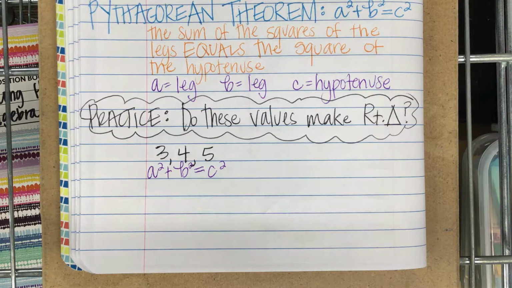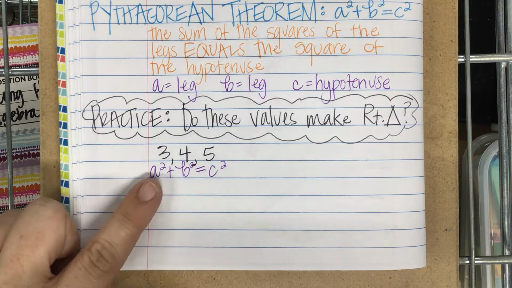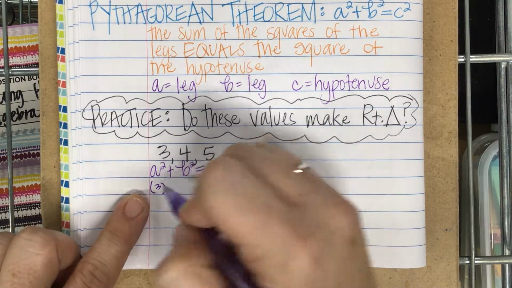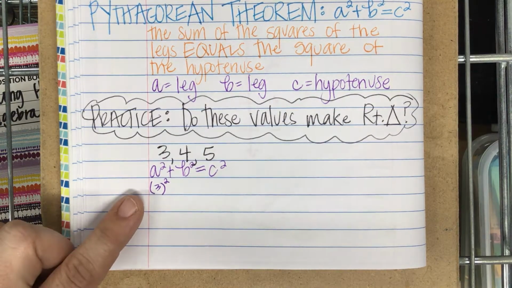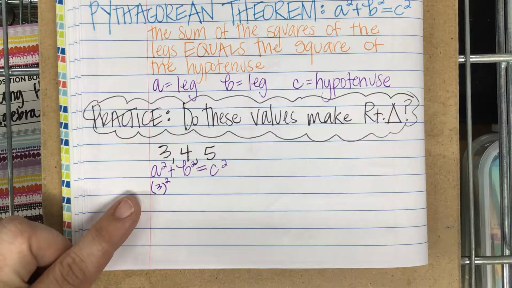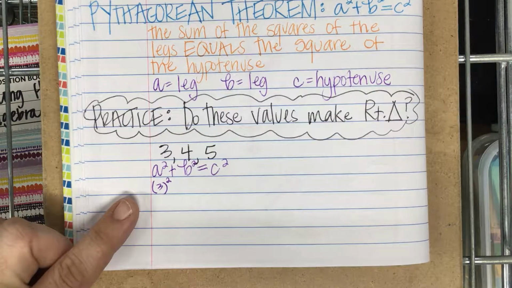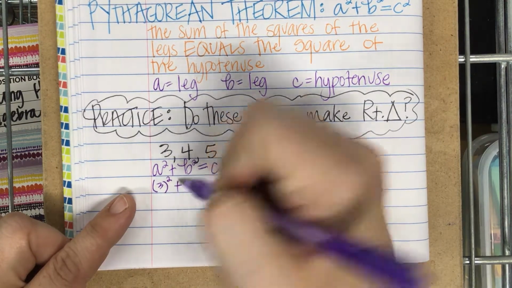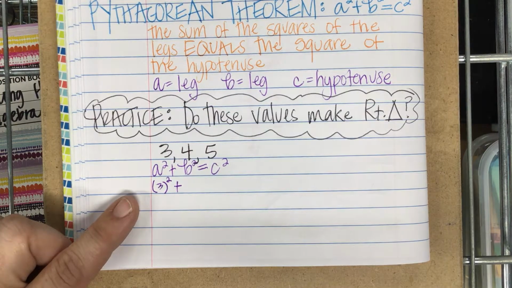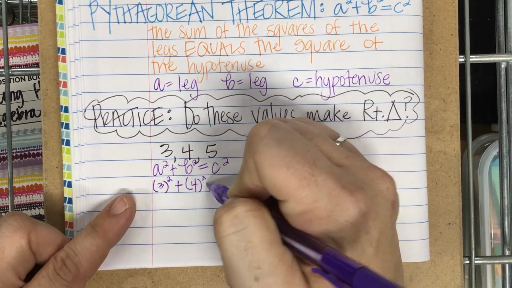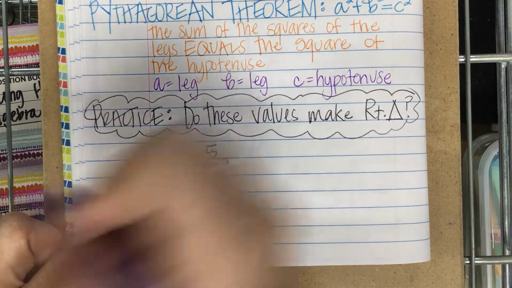And we're going to substitute. Instead of a, what number can I put? 3, because it's one of the legs. Squared. Always use parentheses when substituting, because if you don't, sometimes it's wrong. Plus, what's your b value? 4. And your c value is 5.